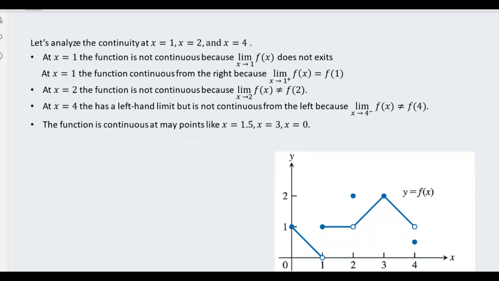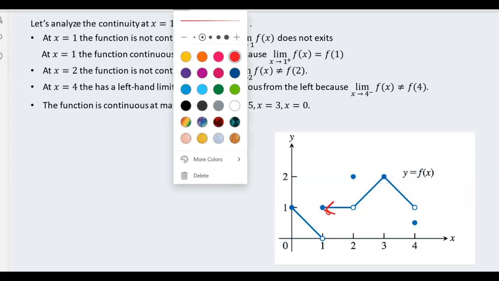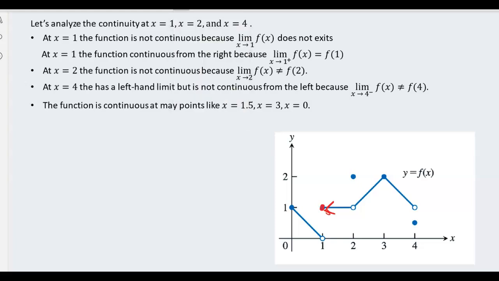Going back to the graph that we had before, the function is not continuous at x equals 1, right here, because the limit does not exist, right? We said that before. Left and right hand limits are not the same. At x equals 1, though, the function is right continuous because the limit that we're approaching from the right is equal to the value of the point at x equals 1. So because we have a closed circle, we can say that the right-hand limit exists and it's right continuous, continuous from the right.